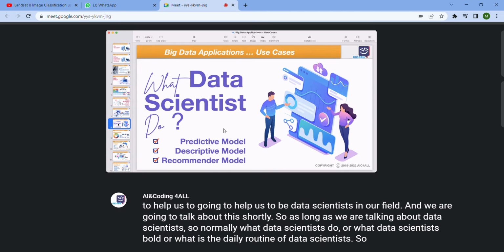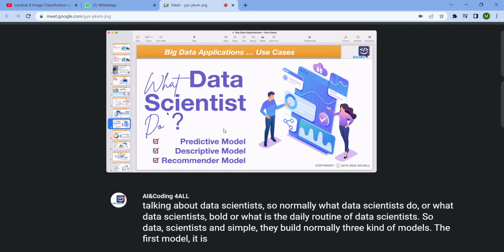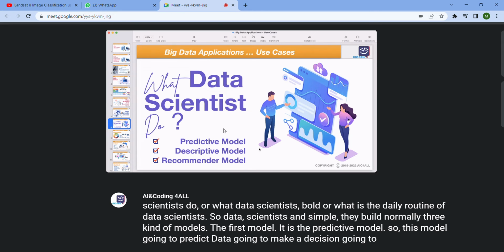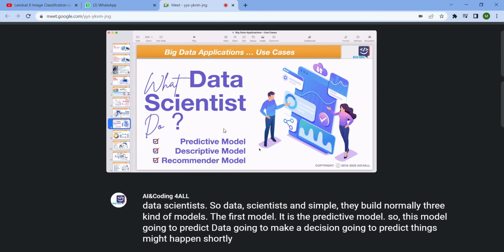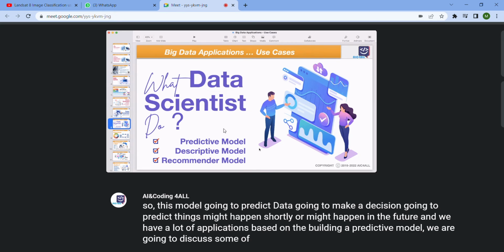In simple terms, data scientists normally build three kinds of models. The first model is the predictive model. This model is going to predict data, make a decision, and predict things that might happen shortly or in the future. We have a lot of applications based on building a predictive model. We are going to discuss some of them soon.